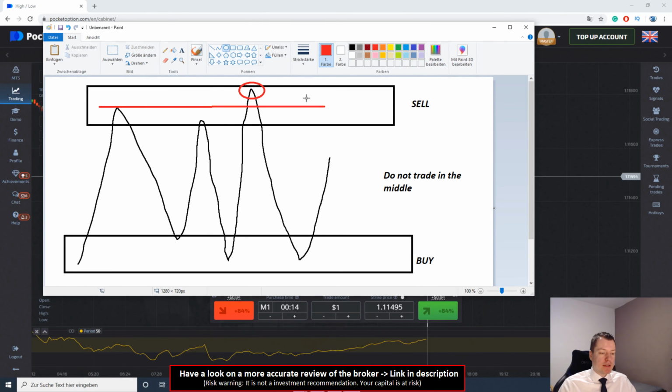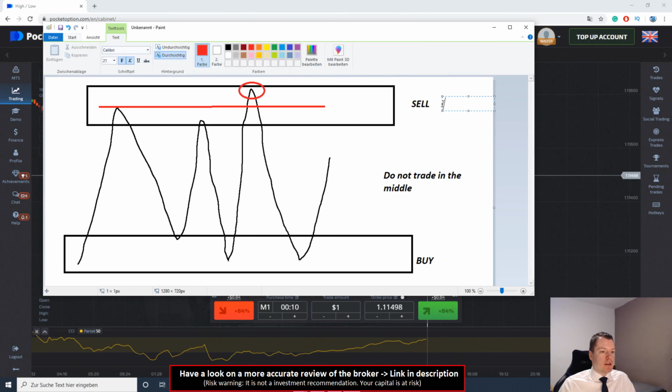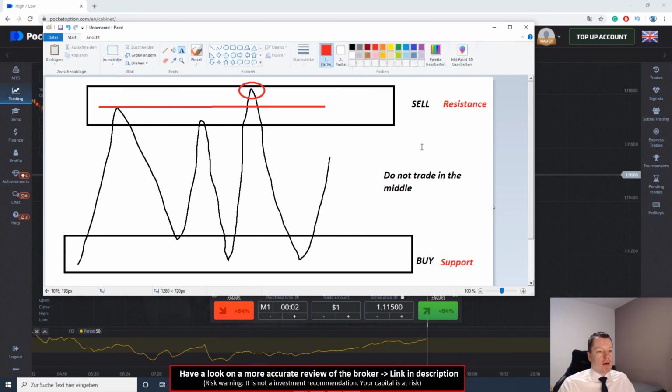Unfortunately, in these areas, the support and resistance areas, I can write it down: resistance and support. These are the areas to trade. You have to find these areas in the chart, mark them, and just wait until the price comes to this area, and then you can start trading with Pocket Option.